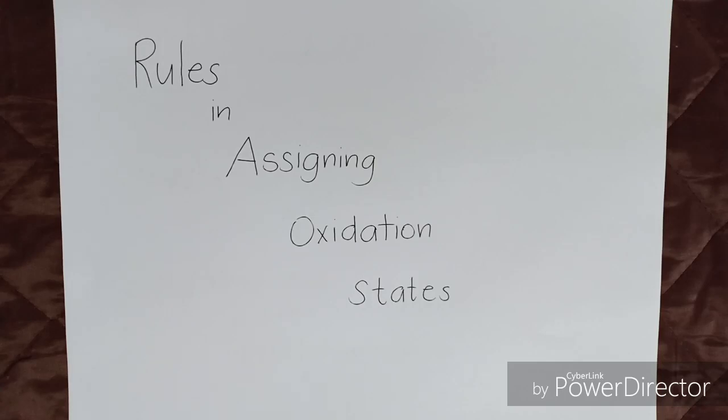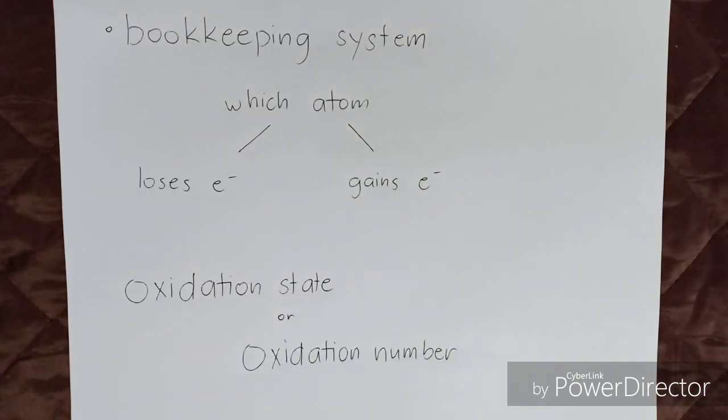In this video, we will show you how to assign oxidation numbers properly. Chemists have devised a bookkeeping system to monitor which atom loses electron charge and which atom gains it. Each atom in a molecule is assigned an oxidation number, or oxidation state, which is the charge the atom would have if electrons were transferred completely.